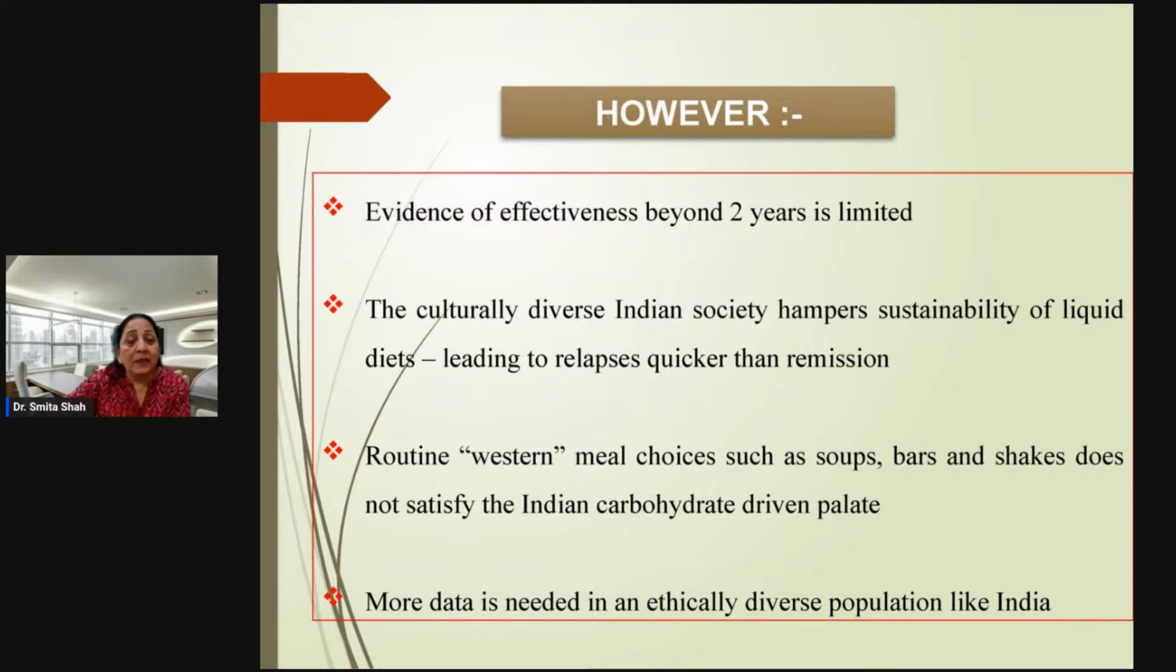So what is possible in India? The evidence of effectiveness beyond 2 years is very limited. It is not for the long term, and the culturally diverse Indian society hampers sustainability of the liquid diet. It was a totally liquid formula diet. So in India, that may not be possible, and it leads to relapse quicker than remission. Routine Western meal choices such as soups, bars, and shakes do not satisfy the Indian carbohydrate-driven plate, because we are Indians and we eat more carbohydrate. So in our country it is very difficult to follow a formula diet and also a liquid diet.